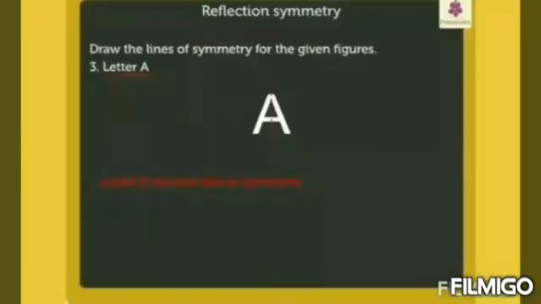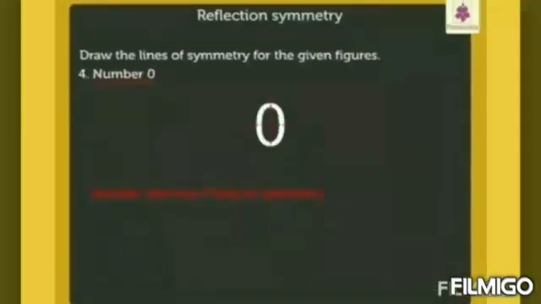Find the lines of symmetry for English letter A. A has one line of symmetry vertically. Yes, A has only one line of symmetry vertically. Next, number 0. 0 has 2 lines of symmetry. One vertically, one horizontally. So, totally 2 lines of symmetry.